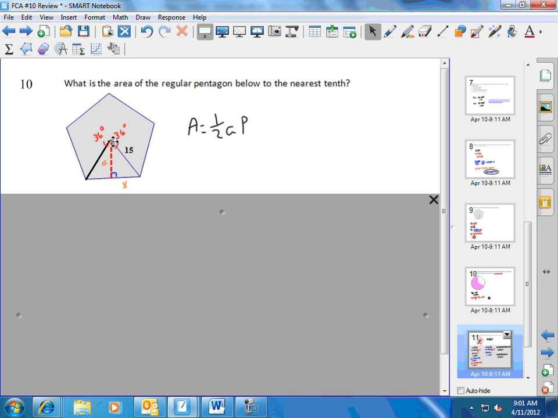Well, first of all, notice that this apothem, when it goes to the center, meeting the radius at the same point, we form a right triangle. Okay, and we have only one side measurement.